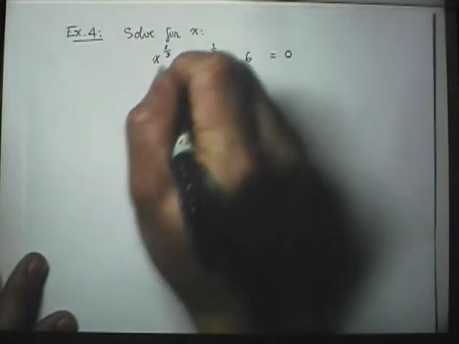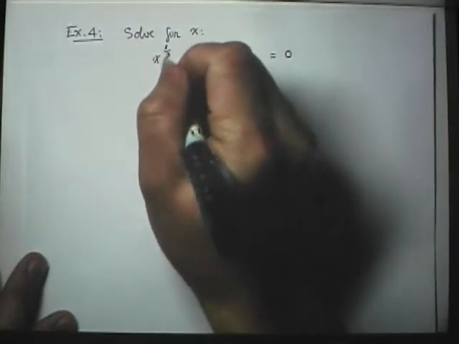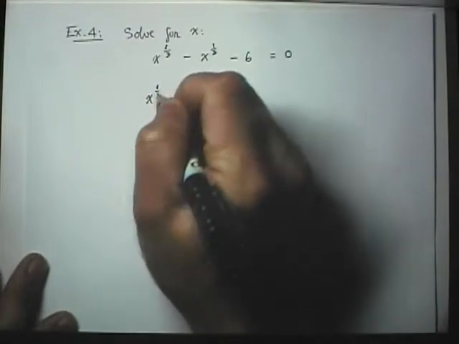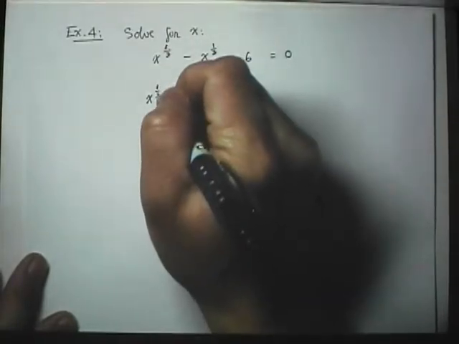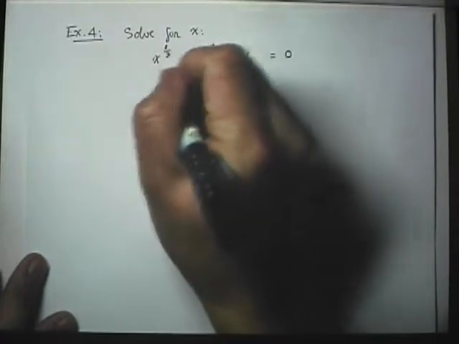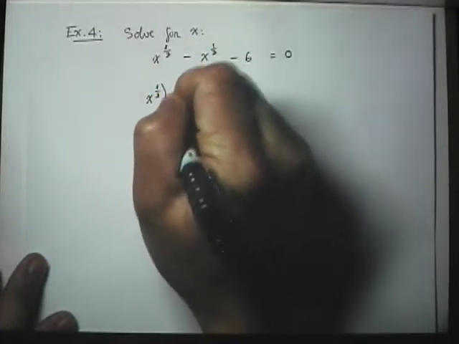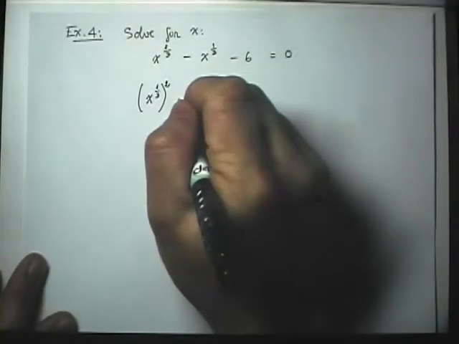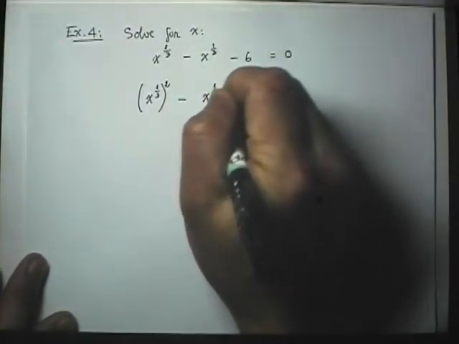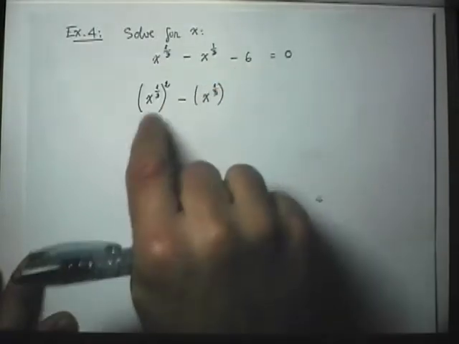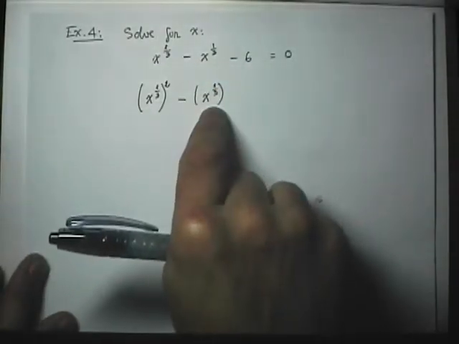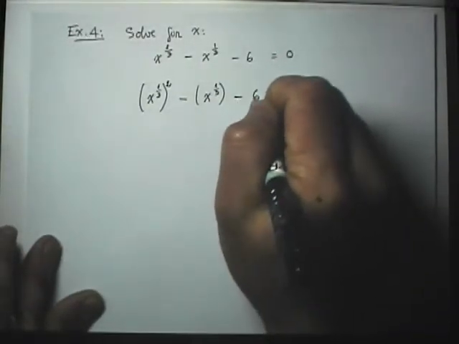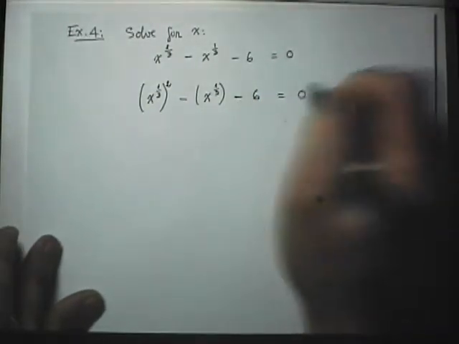So now I can rewrite the first term, x to the 2/3, as x to the 1/3, because I recognize 2/3 is double of 1/3. So I can rewrite this first term as x to the 1/3, but then I'm going to square that. And now minus, the next term is x to the 1/3, just that. So now here's my repeat. x to the 1/3 is my repeat of the expression. And minus 6 equals 0.